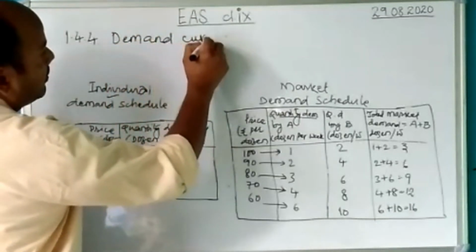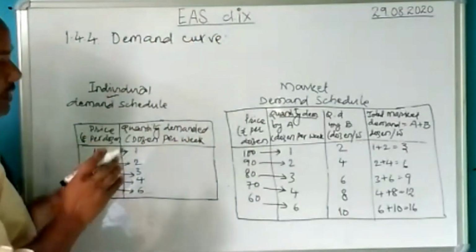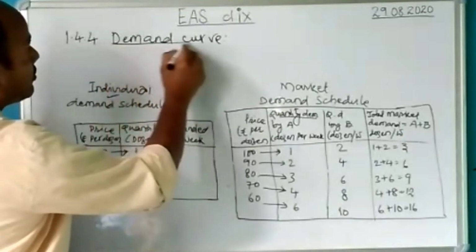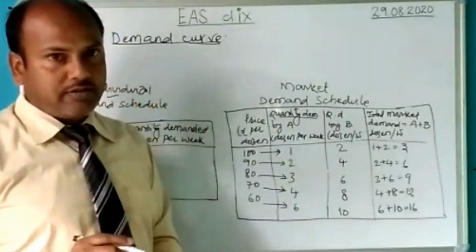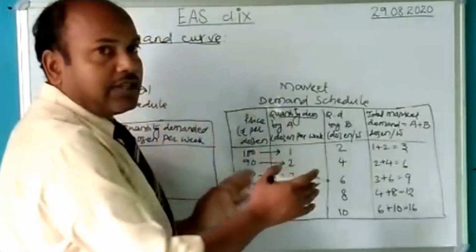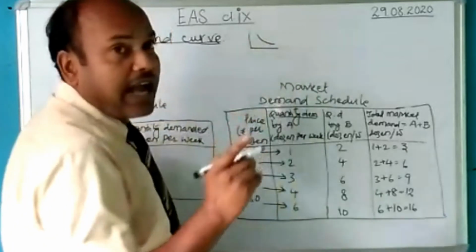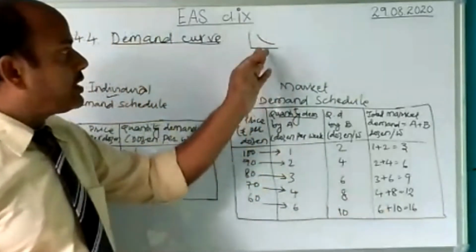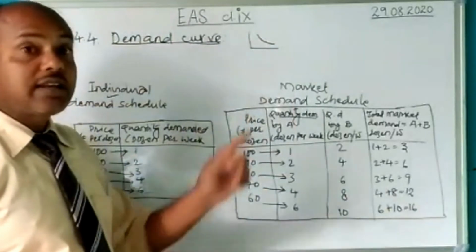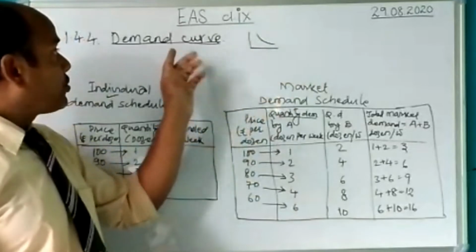In the demand curve, we can draw the demand curve. Now, first of all, what is a curve? A curve is a graphical representation. That means tabular representation is a schedule, and when the same data is represented in a graph, that's a graphical representation.